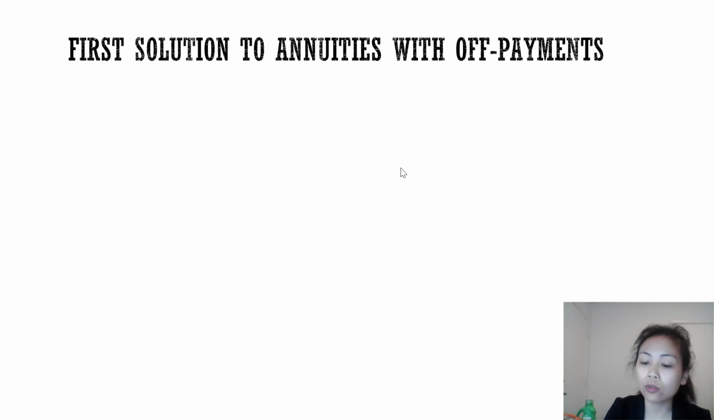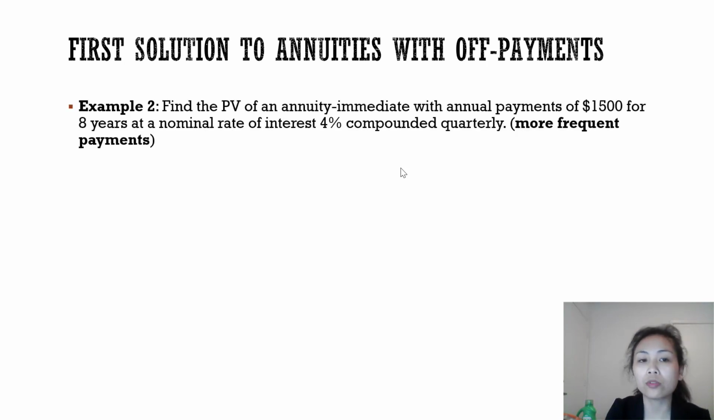Let's look at the second example of this approach. Find the present value of an annuity immediate with annual payments of $1,500 for 8 years at a nominal rate of interest 4% compounded quarterly. So you see here, in a year we make only one payment, but in a year the interest is compounded 4 times. So this is an example of more frequent payments.